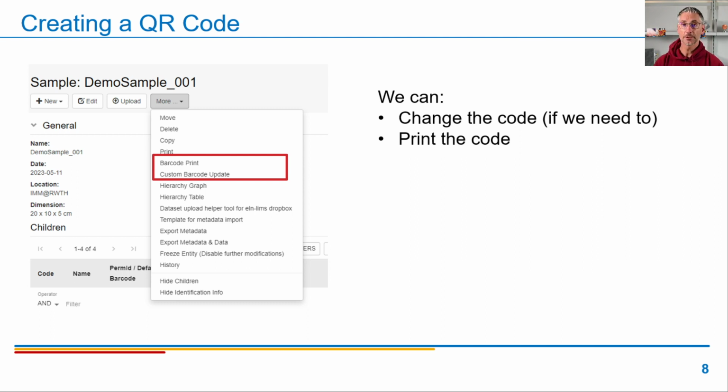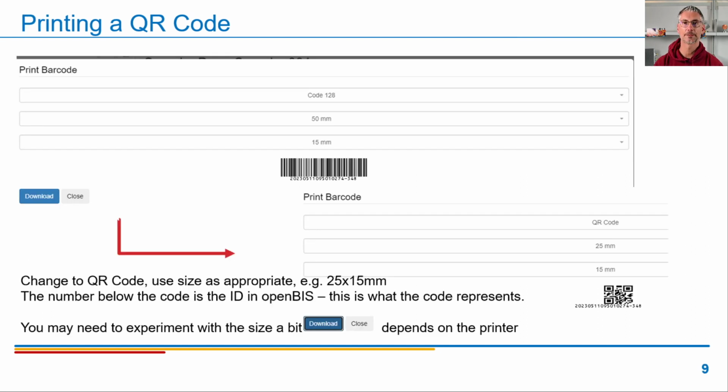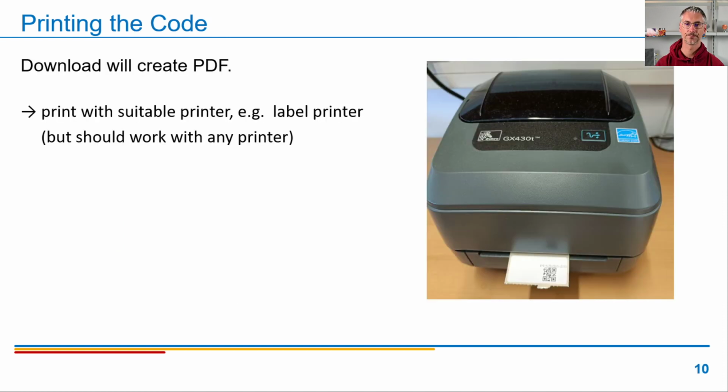So we can print the code, and this brings up another window on the OpenBIS web interface, and there we can choose between a traditional barcode or a QR code. In our case, we typically use QR codes, and then we have to play around a bit with the size. What worked on the printer that I use for this example is that we use 25 by 50 millimeters, that if it's printed then comes out as a rectangular QR code. That depends a bit on the settings you have for your printer, so you need to try this out.